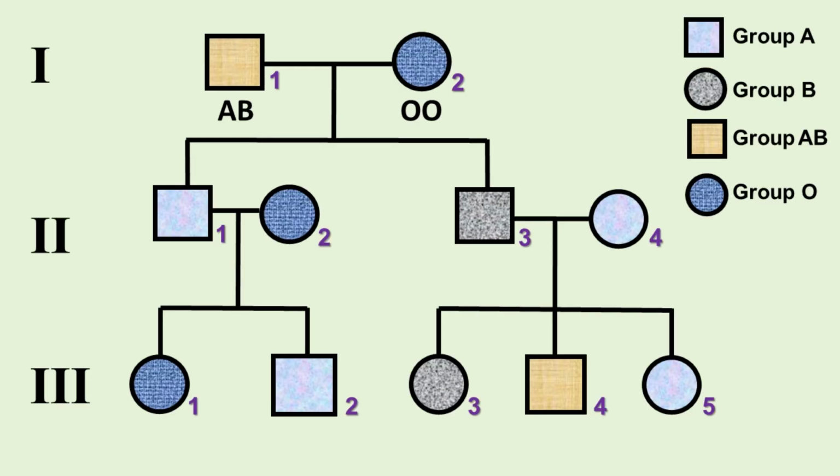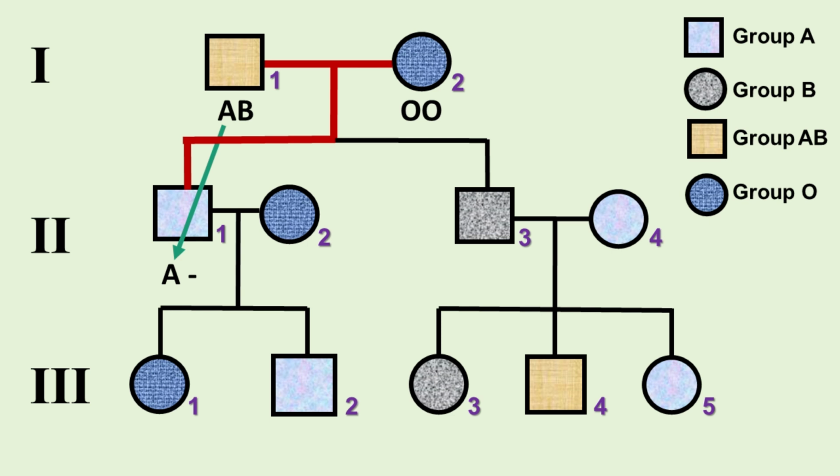Starting with I1, he has an AB blood type, so we know his genotype is AB. Also, I2 has an O-type blood, so her genotype is OO. Heading to the second generation, II, the first individual, II1, has an A-type blood group.